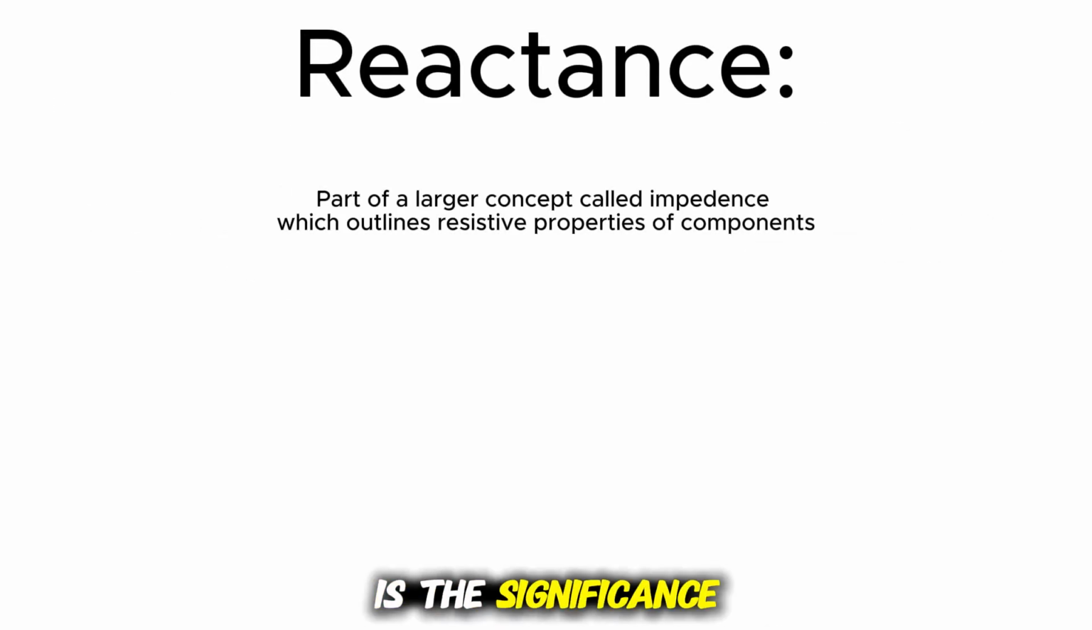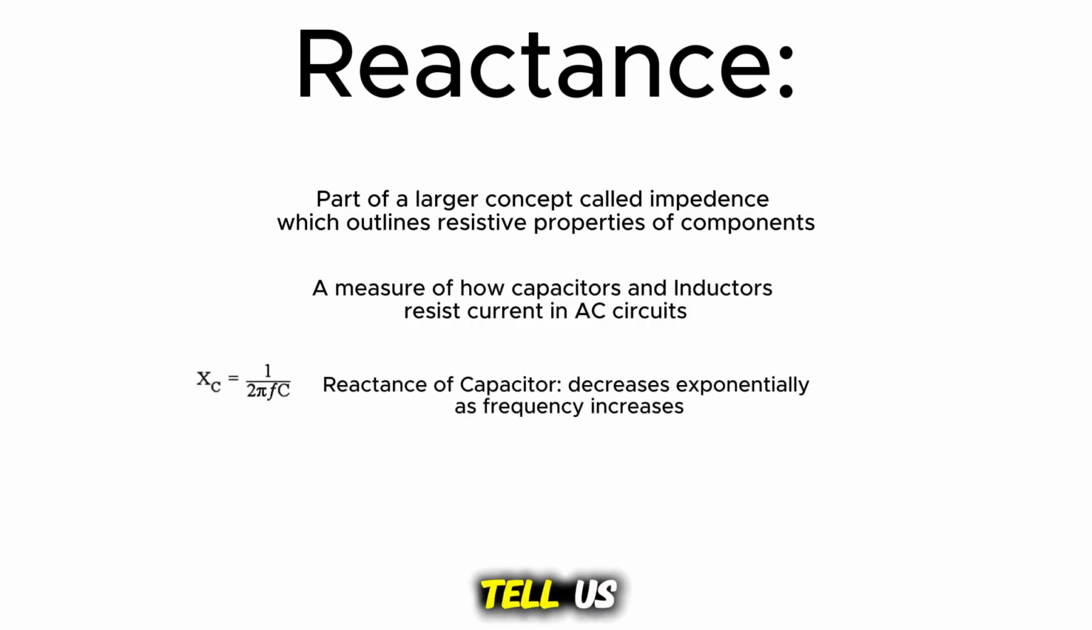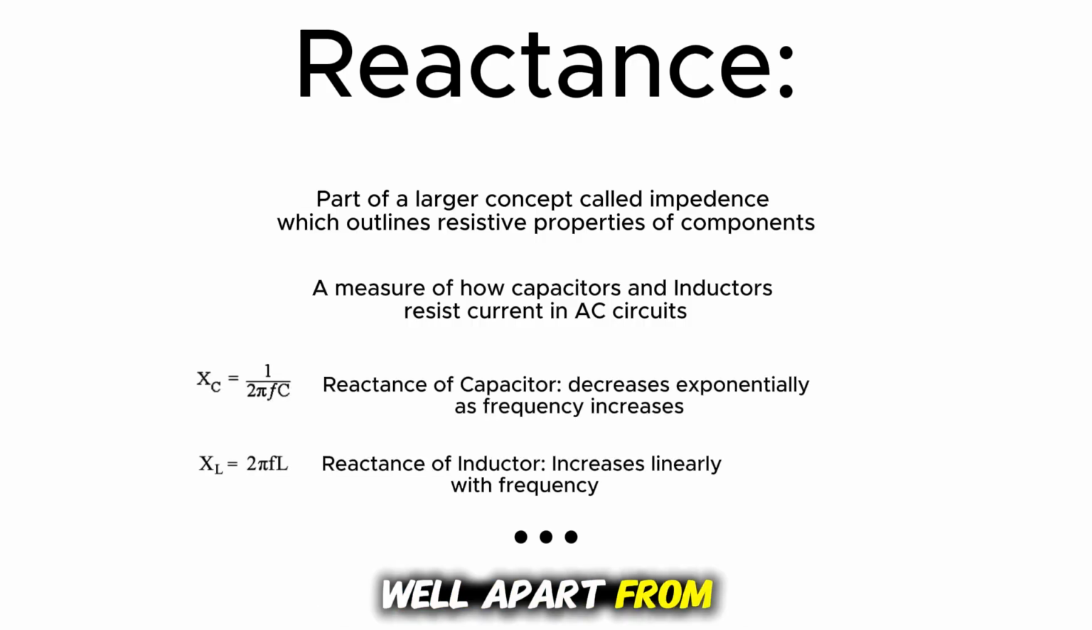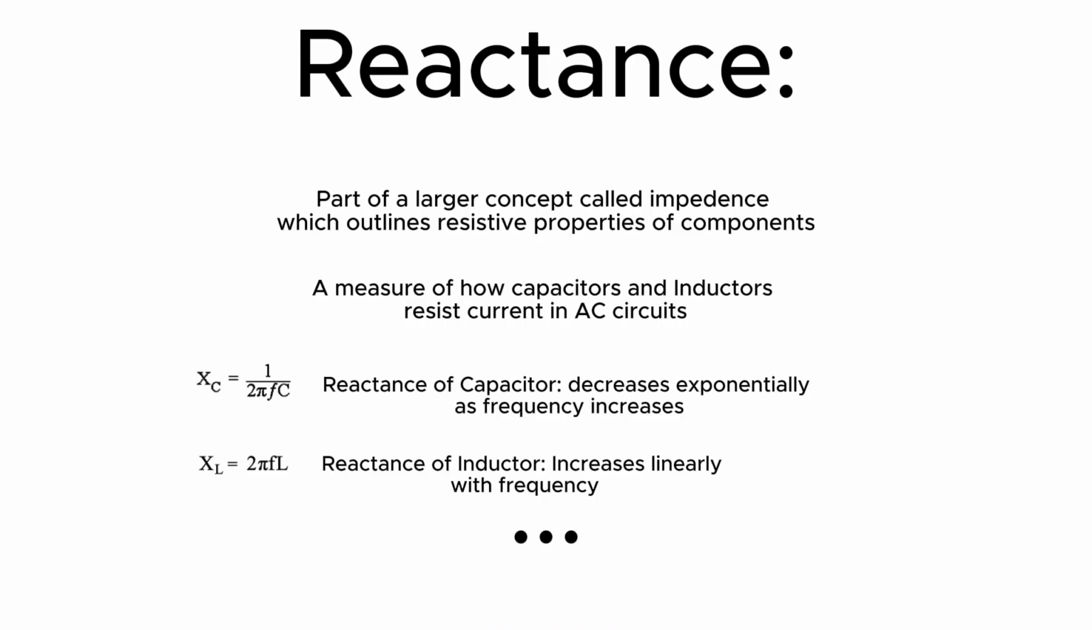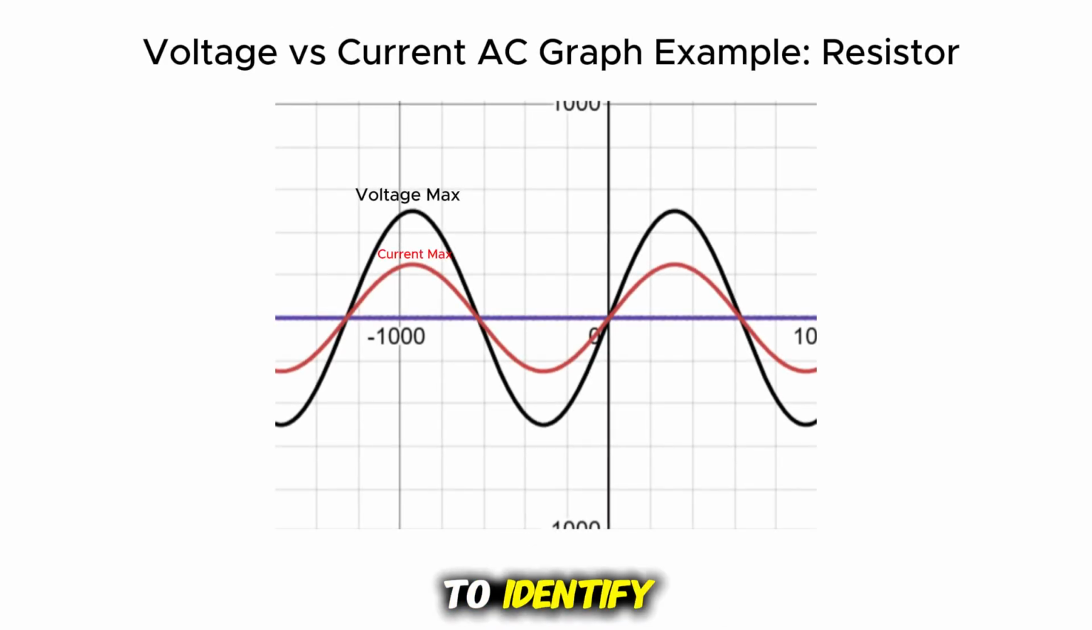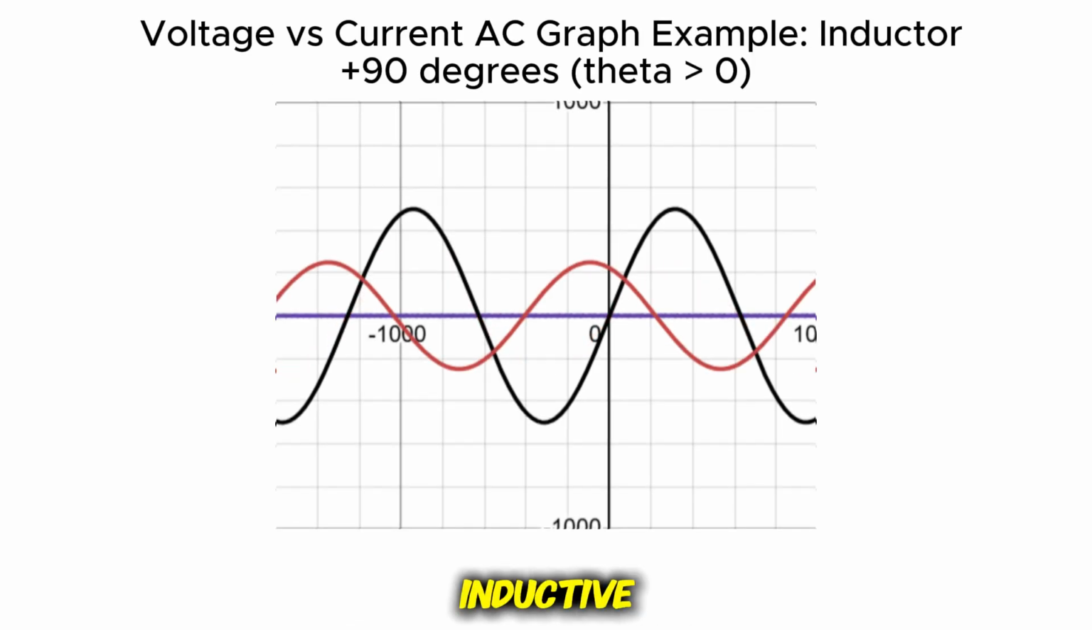Well now, what is the significance of knowing reactance? What does it tell us? Well, apart from how an inductor or capacitor resists AC current, it can give us the phase shift of the current, which allows us to identify whether a circuit is capacitive or inductive.